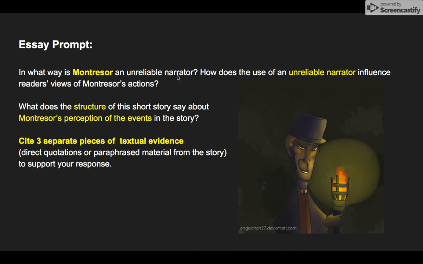An unreliable narrator is very common in American Gothic literature. You're going to point out the ways in which Montresor is unreliable and connect it to the story and his actions and how they're viewed. You're going to mention the structure of the story. What does that say about Montresor's perception of the events in the story? And you're going to cite 3 pieces of textual evidence. That could be direct quotations or paraphrased material, and we'll go over these 3 prompts in the next slides here.